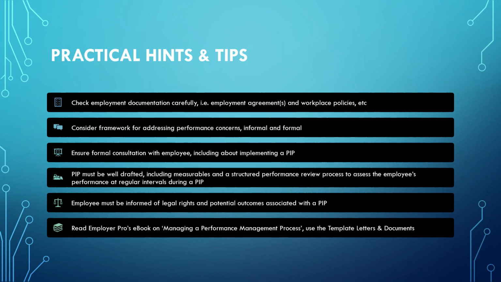The employee must be informed of their legal rights, and I mentioned this before, along with any potential outcomes associated with the PIP. So the short point there is that the employee needs to understand that if the PIP is implemented, then following progressive warnings at regular intervals, if their performance fails to improve, then their employment is potentially in jeopardy on grounds of substandard performance, for which they could face termination of employment on notice. So again, read Employer Pro's comprehensive ebook on managing a performance management process. Use the template letters and documents and follow the step-by-step guidelines and instructions.